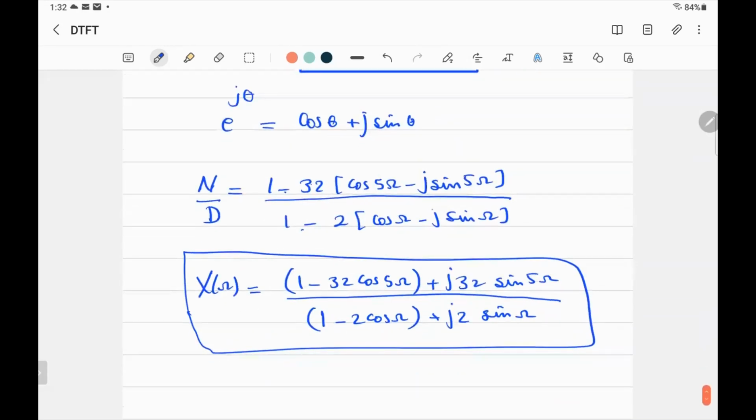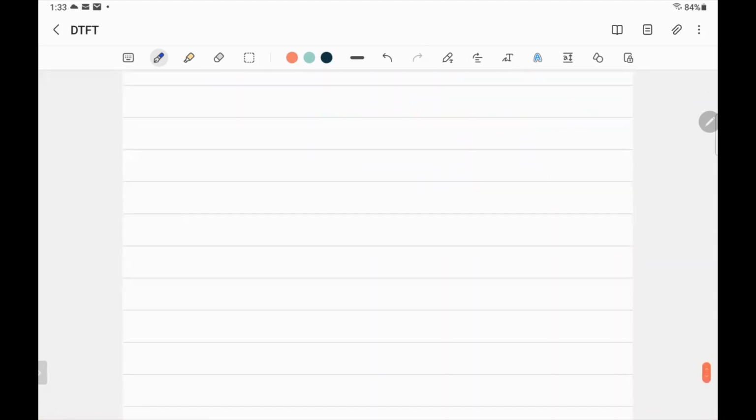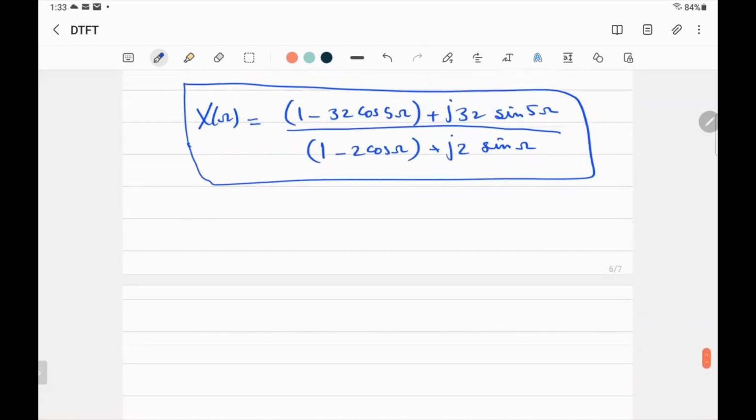If you want to find the DC component, what is the value of omega? I just want to check if you guys still remember. Omega equals 0. That will be the DC component.